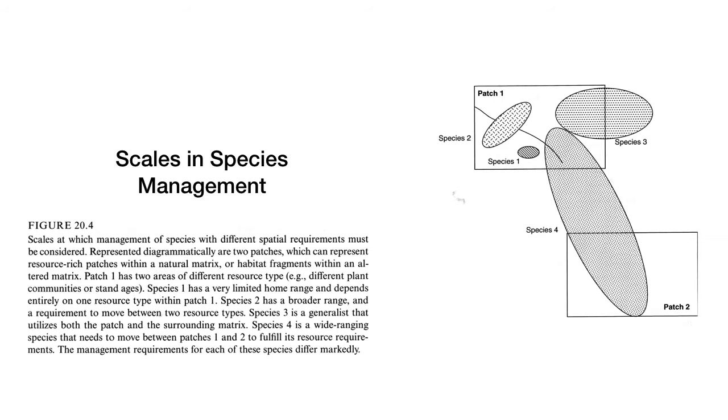Having expressed my affinity for all the figures in this book, this is one that maybe is lower on my list of affection. But still, it illustrates a very important point, and again, gets at the idea of boundaries. If you were only to look at patch 1, you wouldn't fully understand species 4. Similarly, if you were only to look at patch 2, you wouldn't fully understand species 4. So boundaries again become an important thing.